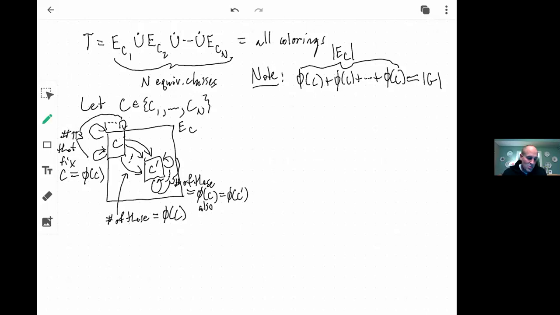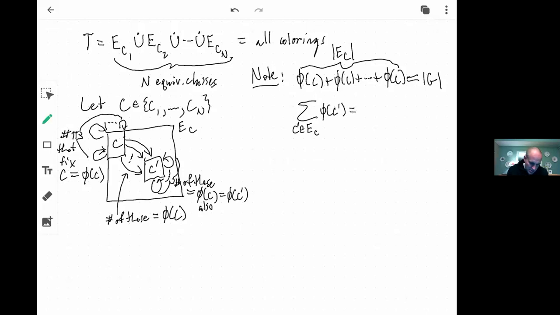So when I add all of those phi of C's together, there are the size of E of C of them. I am going to get the size of the group, which is amazing. Okay, another way to write this is this way. Let me just say the sum over C prime in E of C of phi of C prime, which, by the way, is the same as phi of C.